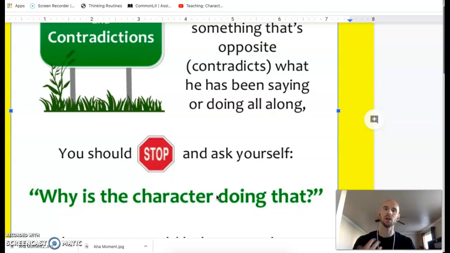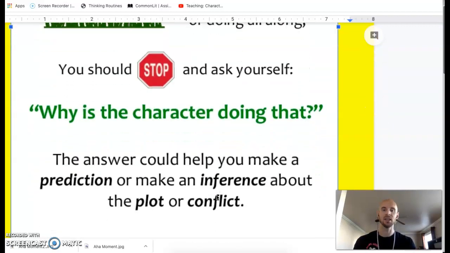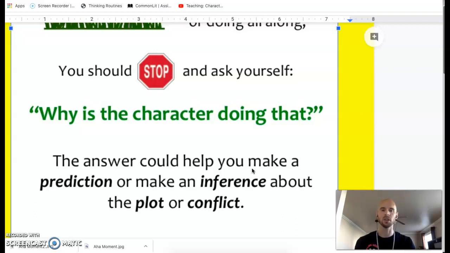And when we come up with the specific answers to that, those answers can help us make a prediction or make an inference about the plot, about the story and where it's going. It might tell us about the conflict or the struggles or the problems that the character is dealing with or that are upcoming. And it might even clue us into the theme or the life lessons that the author wants us to learn about. That's what the contrast and contradiction signpost is all about. And this one shows up very, very frequently in literature, which is why it's the first one we're learning about.